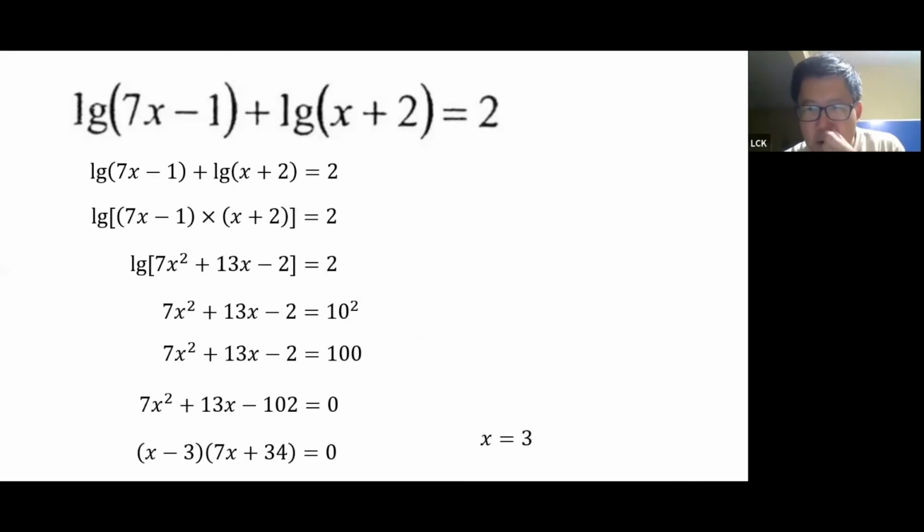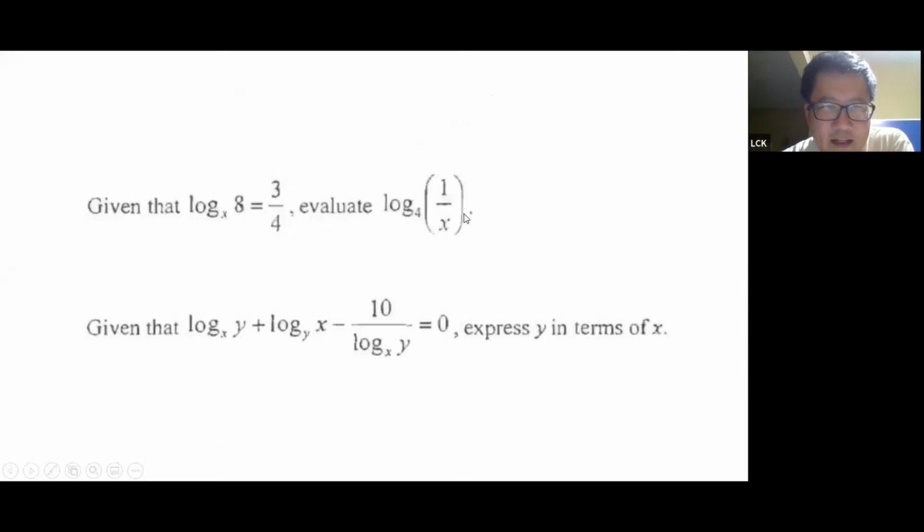Form your quadratic equation, factorize. And then after that, you have two solutions: x equals 3 from here, and the solution here is x equals minus 34 over 7, which you knock off. Why? Because minus 34 over 7, when you substitute over here, you get a negative number, which again is a no-no. So you knock that off quickly, and your only answer, which I leave you to verify, is simply x equals 3. When you substitute x equals 3 in here, you will see that everything checks out.